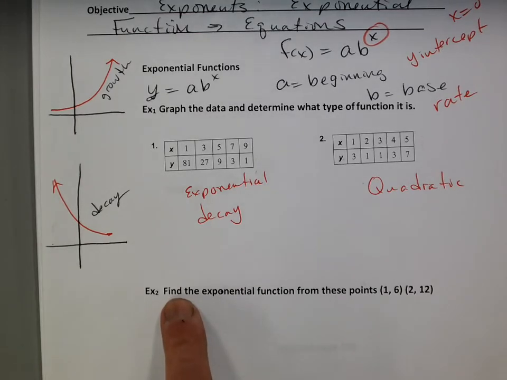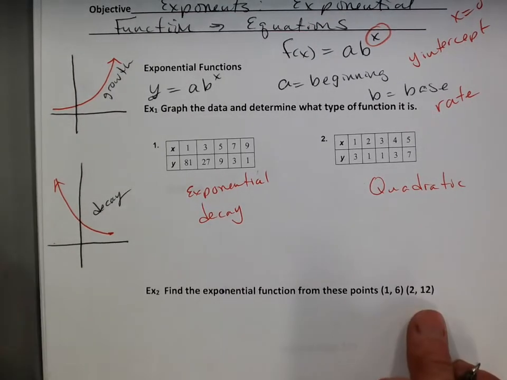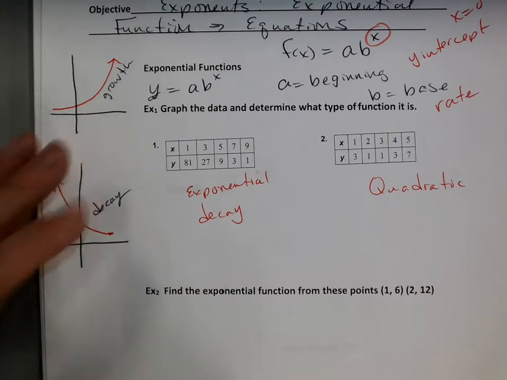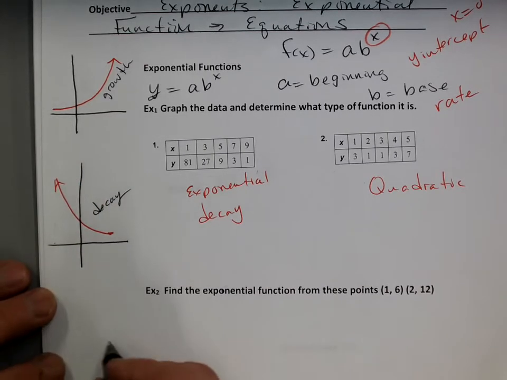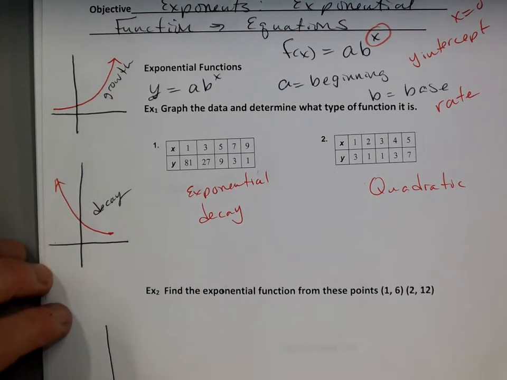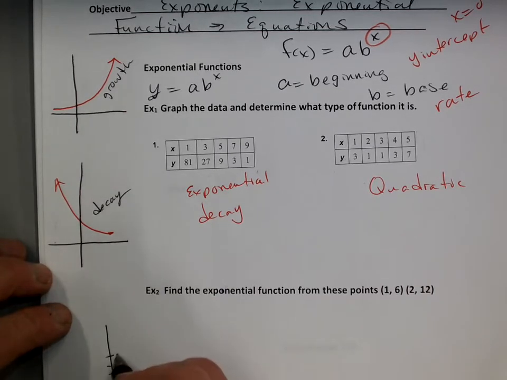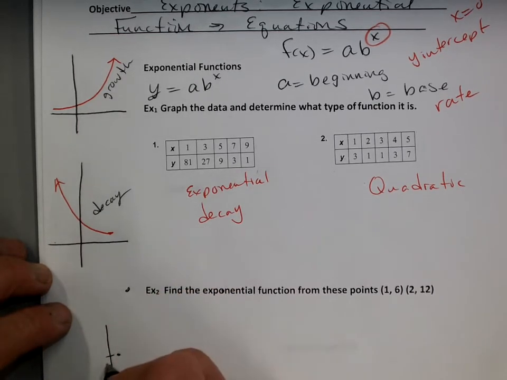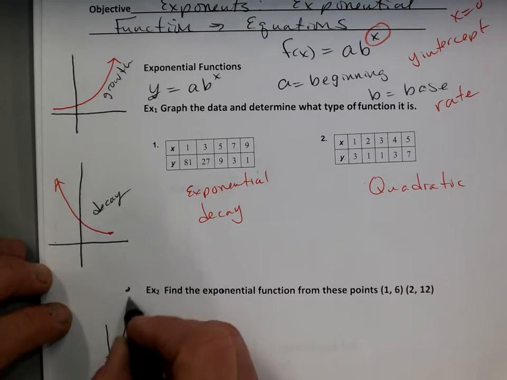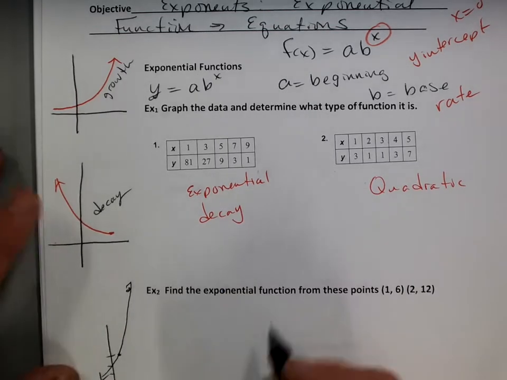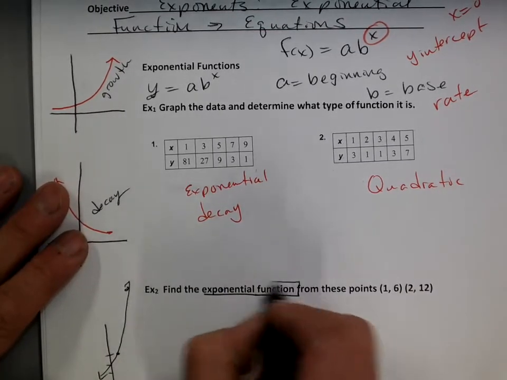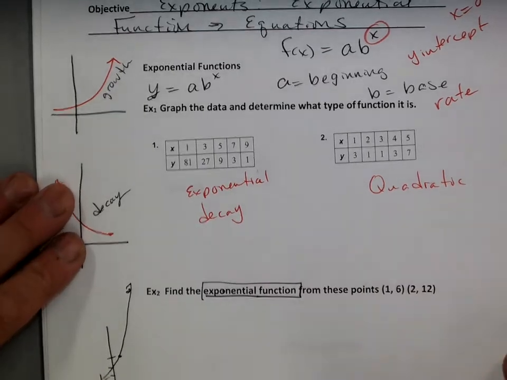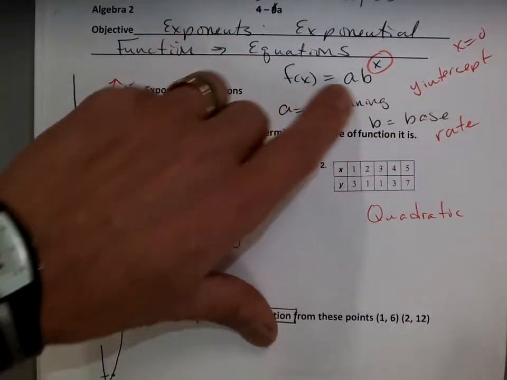Now, number 3. Yeah, it is number 2. It says find the exponential function from these points. Okay, so let's take a look. If we graphed it, it doesn't really give us enough information: 1, 6 and 2, 12. You know, it's just not enough information to get it. But what we can do is use an exponential function.